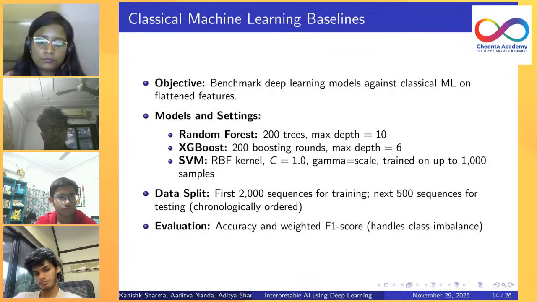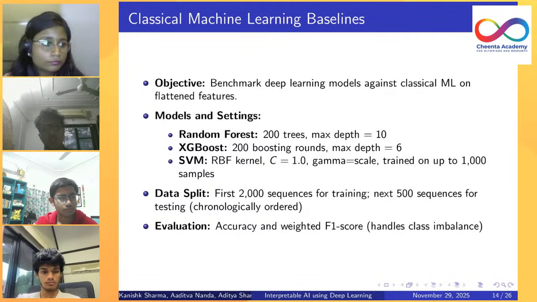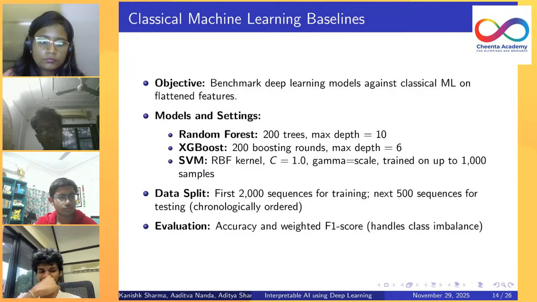For these models, each 30 cross 24 tensor is flattened into a 720 dimensional vector and used to train on a subset of 2000 training and evaluation on 500 test sequences. They are evaluated on accuracy and weighted F1 score to handle class imbalance. We can go to the next slide.